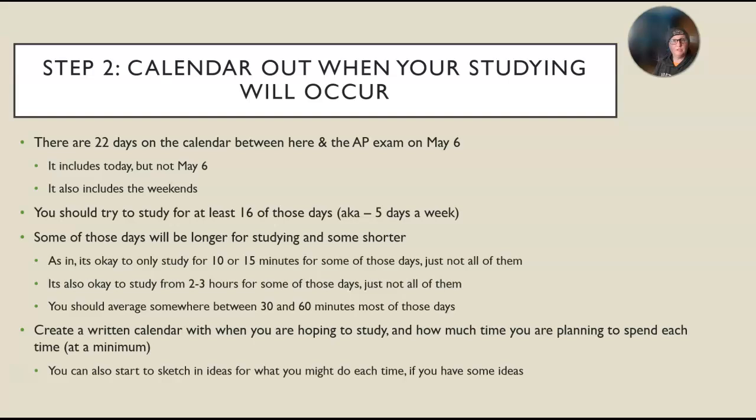Calendar out when your studying is going to occur. There are, I counted them this morning, 22 days on the calendar between here and the AP exam on May 6th. Those are Monday through Friday kind of days. Okay. It includes today, but not May 6th. So just so you know, today is Monday, April 14th. Okay. But does not include test day. It does include the weekends.